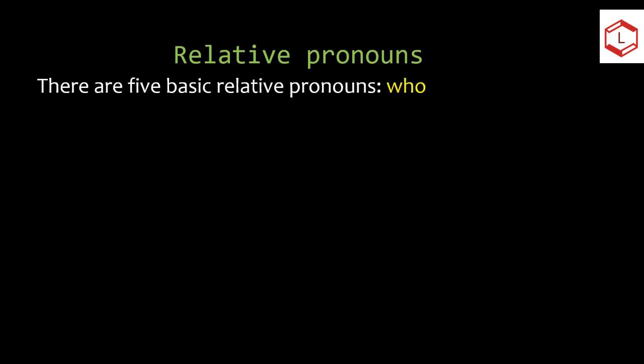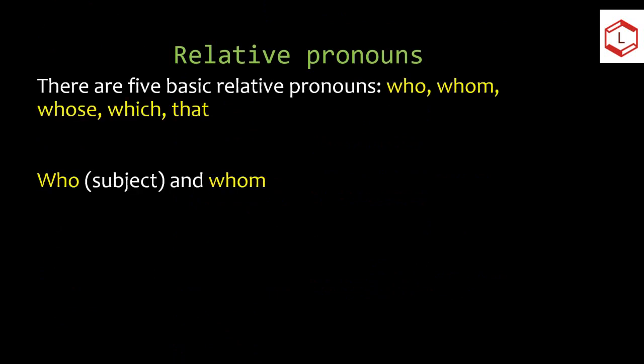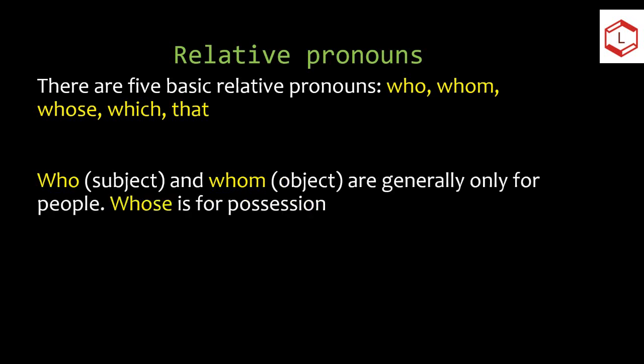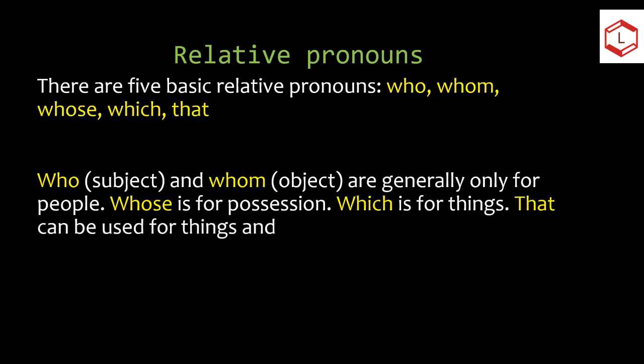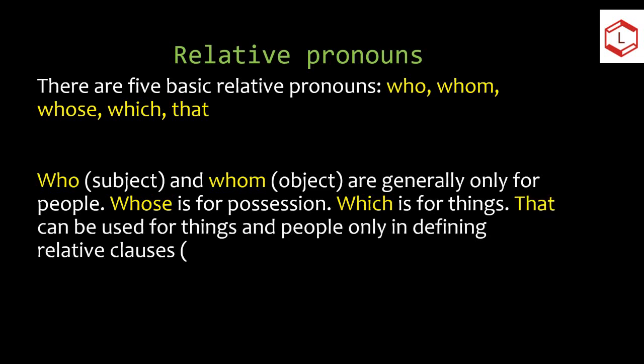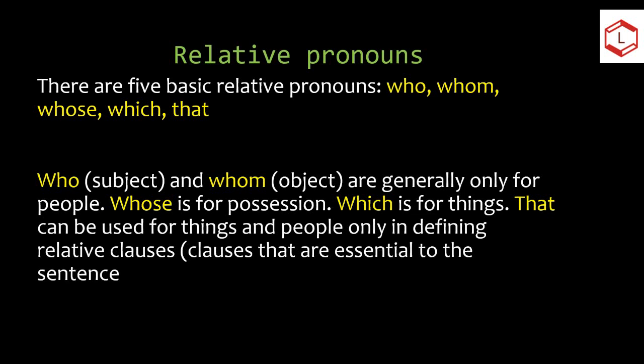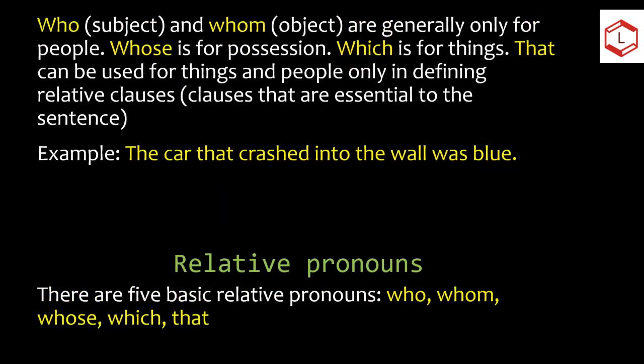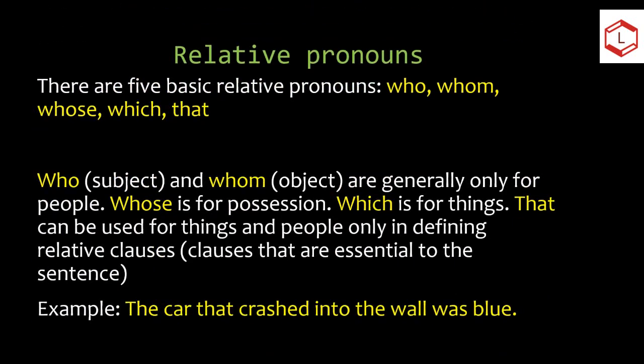There are 5 basic relative pronouns: who, whom, whose, which, that. Who is used for subject, and whom is used for object; both are generally only used for people. Whose is for possession. Which is for things. That can be used for things and people, and is only used in defining relative clauses, clauses that are essential to the sentence. Consider the following example.